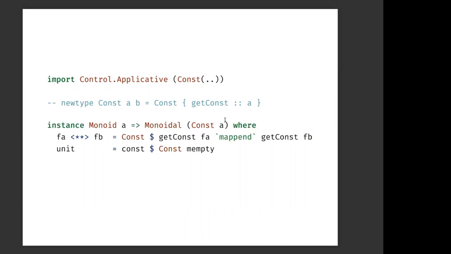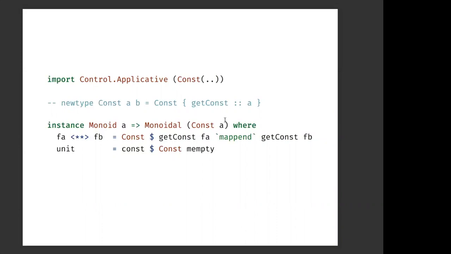One thing to really keep in mind is that Const only ever stores a value in the first type parameter. The second type parameter is completely ignored. So in the zip case, you have Const a x zip with Const a y, which really just means you have two A's and you need a way to smash them together. We can do that because we have the monoid constraint on this A. So ignoring the Const noise to unwrap and wrap the newtype, we just get the A's out of both sides, smash them together, and then wrap it in Const. And then for unit, we need to go from some x to a Const a of x, but Const doesn't actually store a value of type x, it stores a value of type a. So we need to conjure an A from somewhere. And the only way we can do that is through monoid's empty operation.